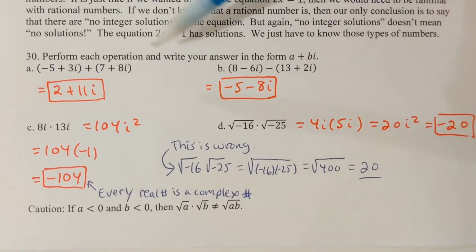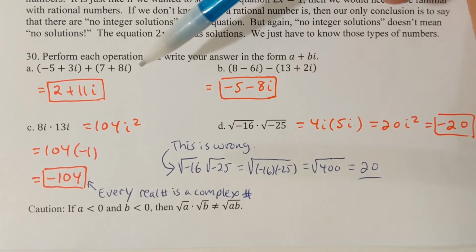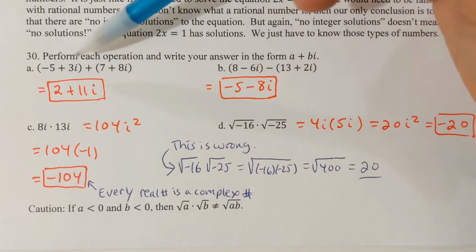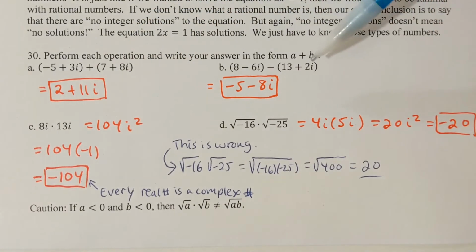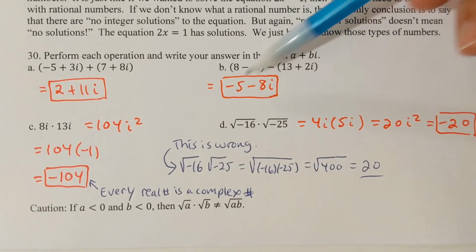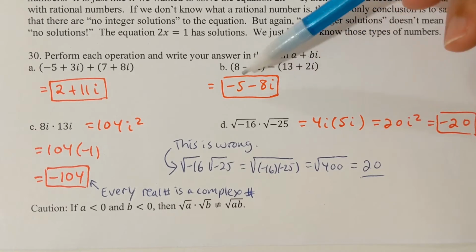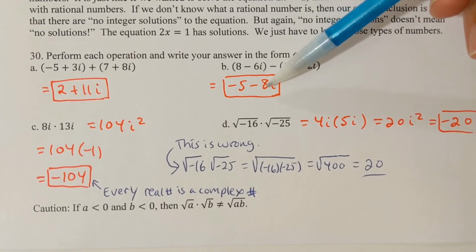Okay, let's take a look at adding and subtracting. Whenever you add or subtract complex numbers, it is very simple. All you do is you add the real parts together and then add the imaginary parts together. So like here, negative 5 plus 7 is 2, 3i plus 8i is 11i. 2 plus 11i, I'm in the form a plus b times i, and so I'm done. Over here, it'd be a similar deal. 8 minus 13 is negative 5. Negative 6i minus 2i, make sure you distribute, that'd be minus 8i. Negative 5 minus 8i is in the form a plus b times i. a is negative 5, b is negative 8, and so we're done.